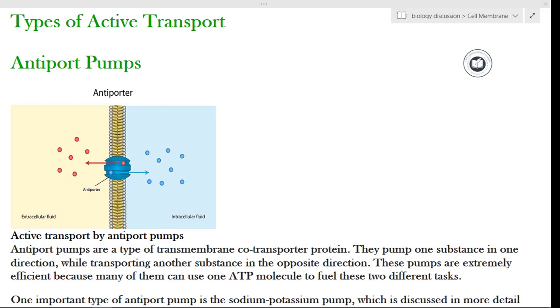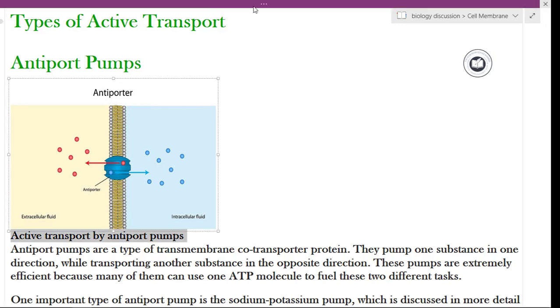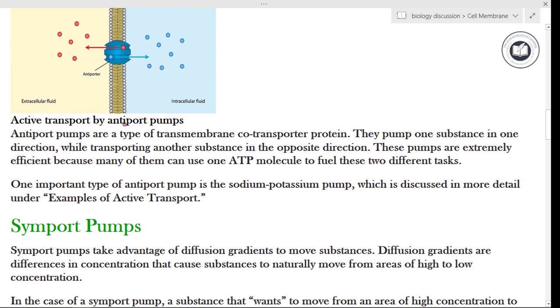Now we will be discussing the biology topic we have seen earlier, active transport. In active transport we will be seeing further the types of active transport. First, antiport pumps. Active transport by antiport pumps.